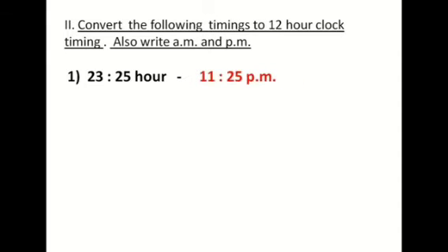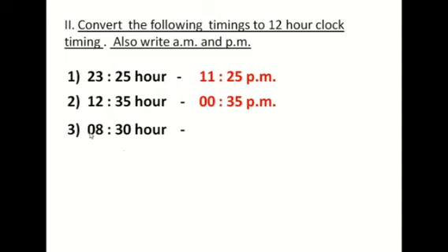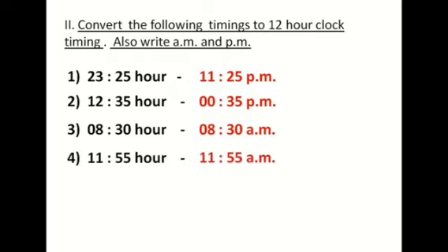So please work out with me. Question number 2. 12:35 hour. What do we have to do? Minus 12. So it will be 00:35 PM. Next, 8:30 hour. So what will we do? It is less than 12. So it will be 8:30 AM. Next, 11:55 hour. It is also less than 12. So it will be 11:55 AM.